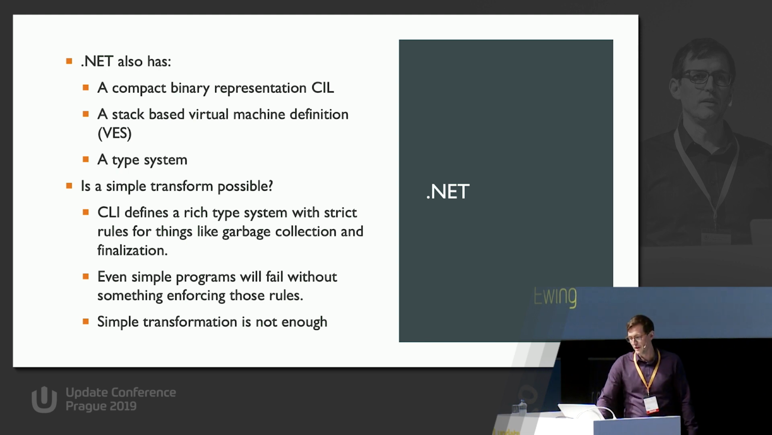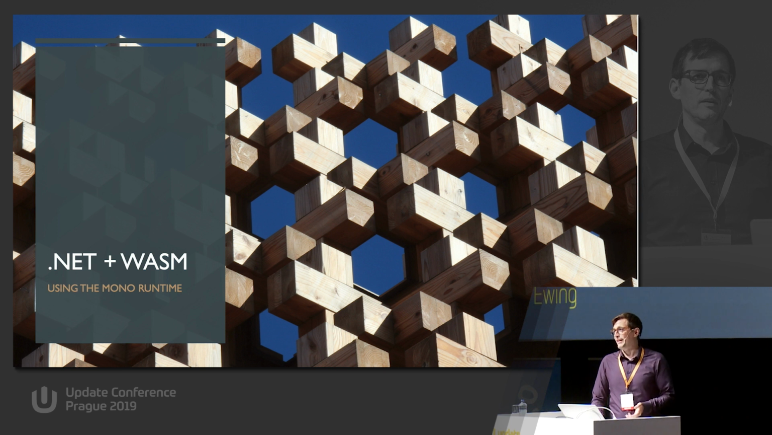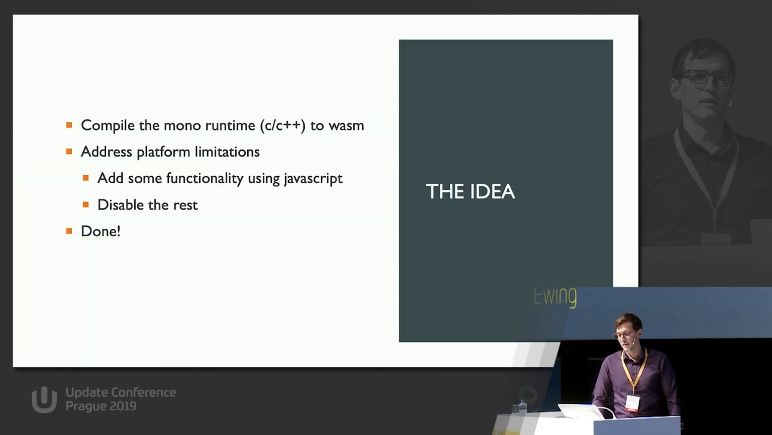Well, that's the idea here. So what we're going to do is combine .NET and WebAssembly. The basic idea is we'll compile the Mono runtime, or any runtime. The runtimes are often based in native code, C or C++, for both the CLR or the various .NET runtimes or Mono. So we're going to compile the runtime to WASM itself.